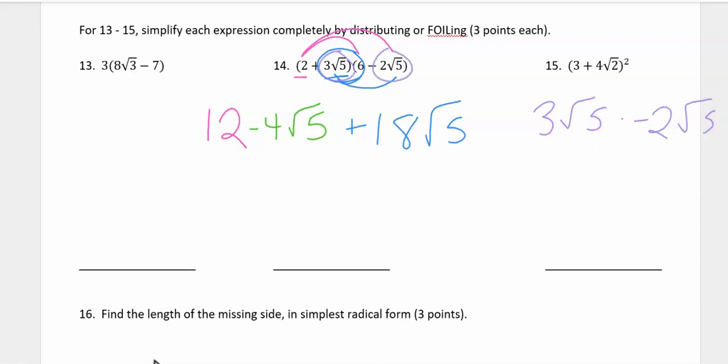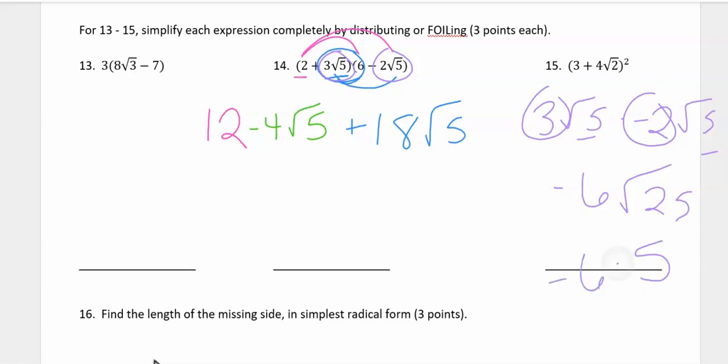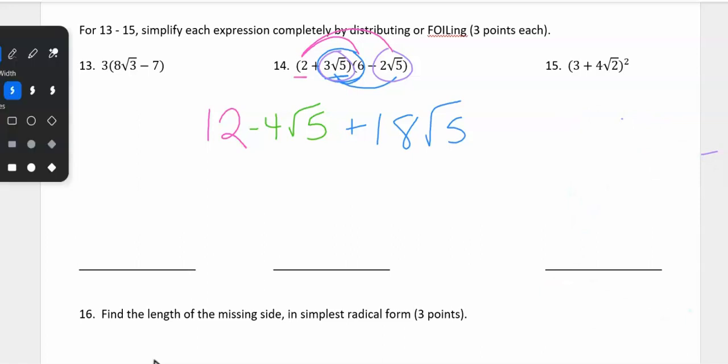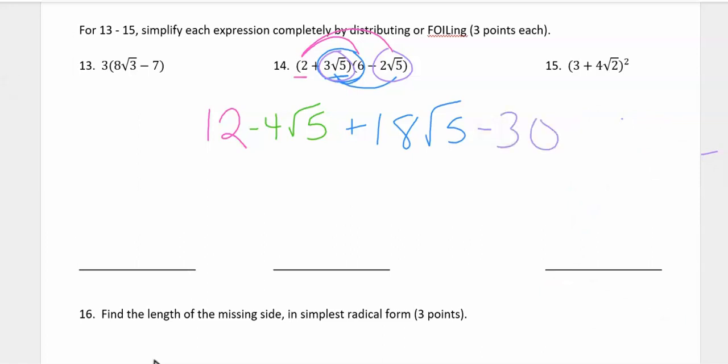Multiplying this times this, you can multiply numbers out front. You can multiply numbers underneath. Ooh, and it would jump out at me right away. Square root 25 is just a 5. So this is really just negative 6 times 5, which is negative 30. So that kind of worked out pretty good. Negative 30 goes here.